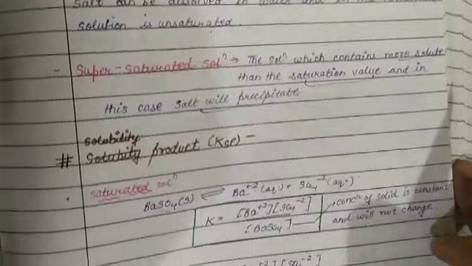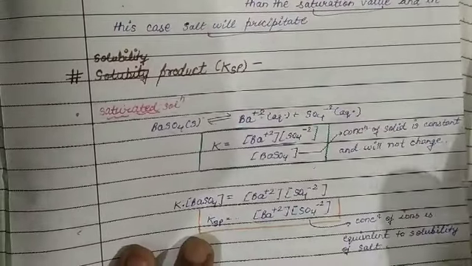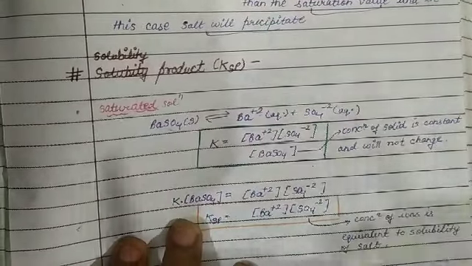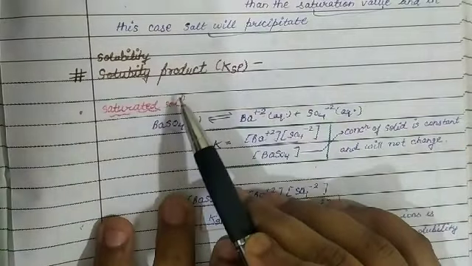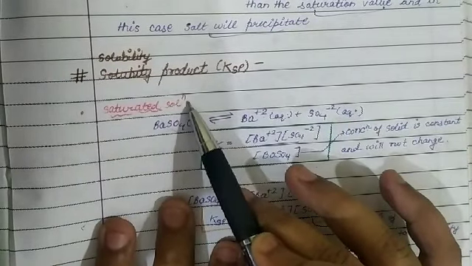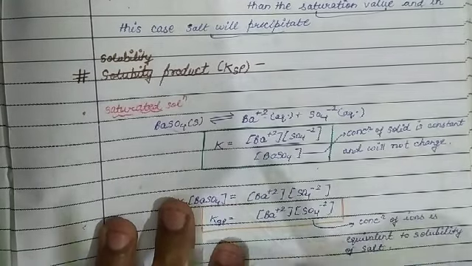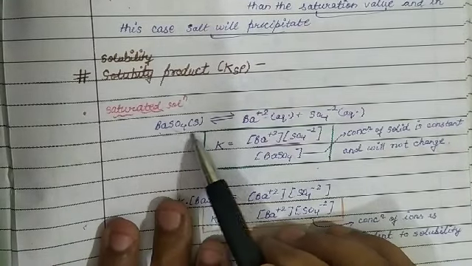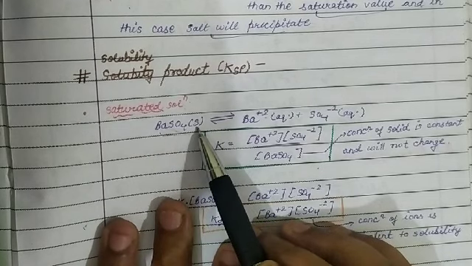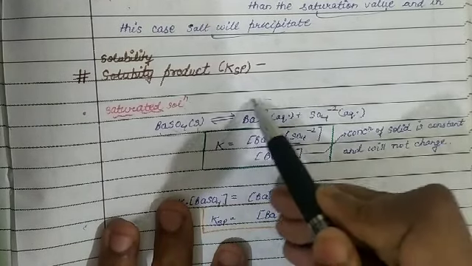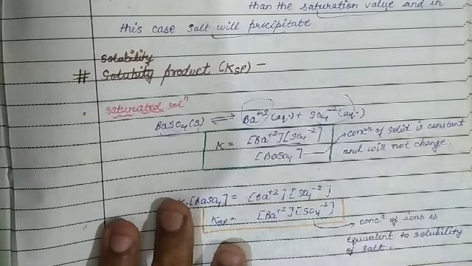Now we are seeing the solubility product. What is solubility product? Solubility product is KSP, and it is defined for a saturated solution. For example, BaSO4 is a salt which will dissolve to form Ba2+ ion and SO4 2- ion.